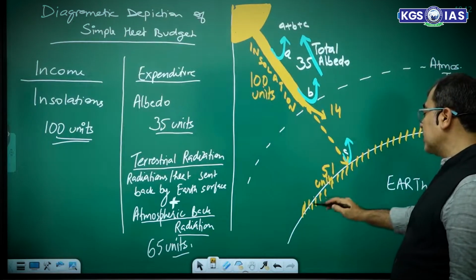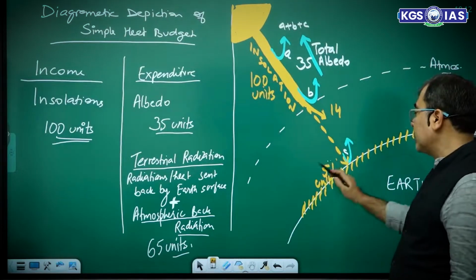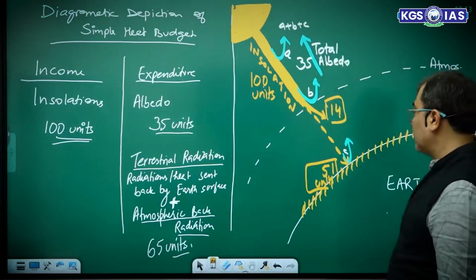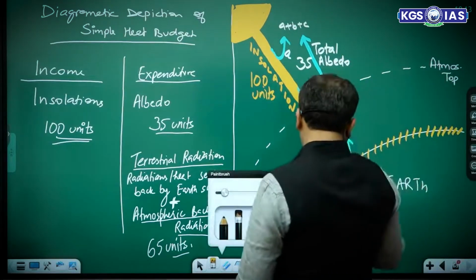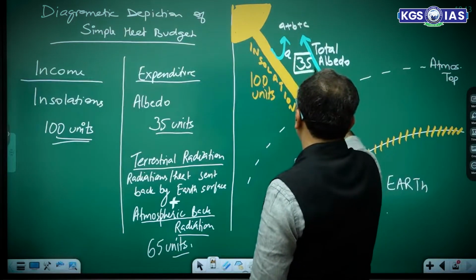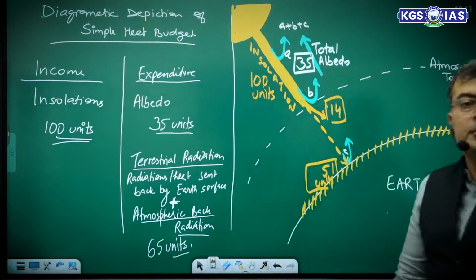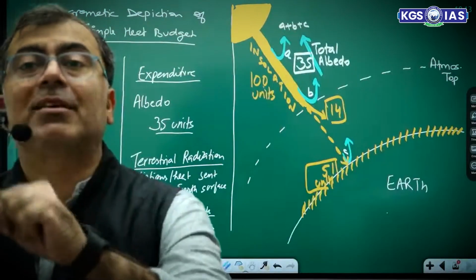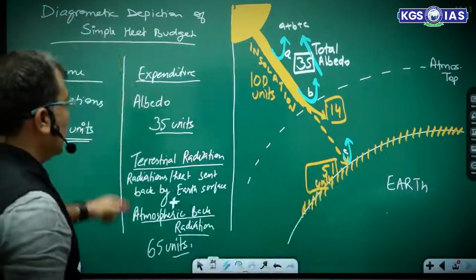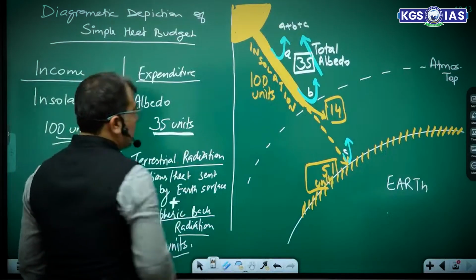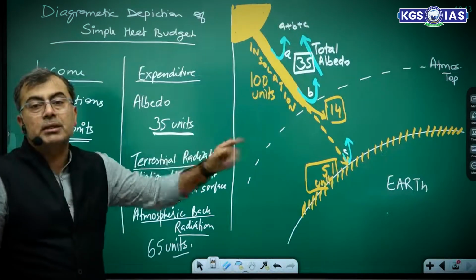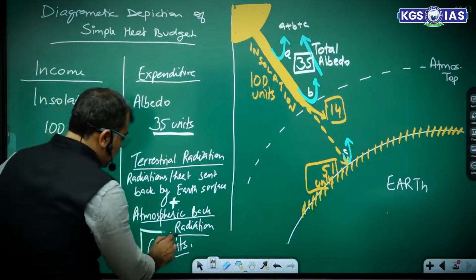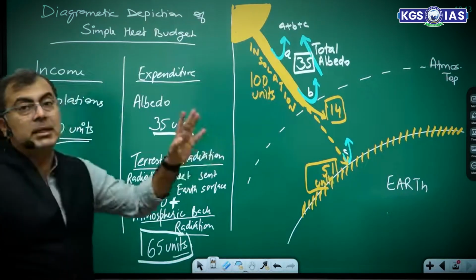So Earth is getting heated up. How many units? 51 units here, 14 here. Can you see? 51, 14 plus 51, 14 plus 35. Is it 100 or not? So 100 units have come now. This is how 100 units have been utilized. 35 went into albedo. Now how much is there in the Earth atmosphere system? In the Earth atmosphere system, now we have 65 units. We'll have to send them back.